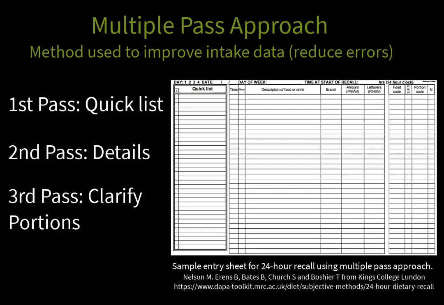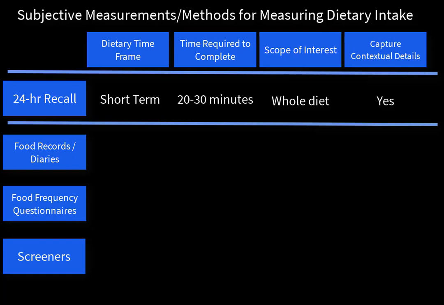To improve the outcome that we get with this, people will use a multiple pass approach where you're going to have the first pass where you do a quick list of the foods that someone ate, a second pass where you're going to have them clarify and ask for details about that food, and then a third pass where you ask them to clarify portions. So 24-hour recall is probably the one that you'll use most in practice, and it's probably used most in research as well.